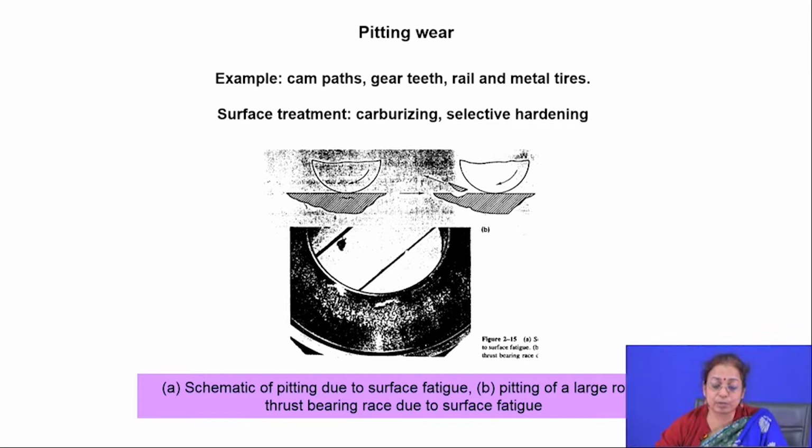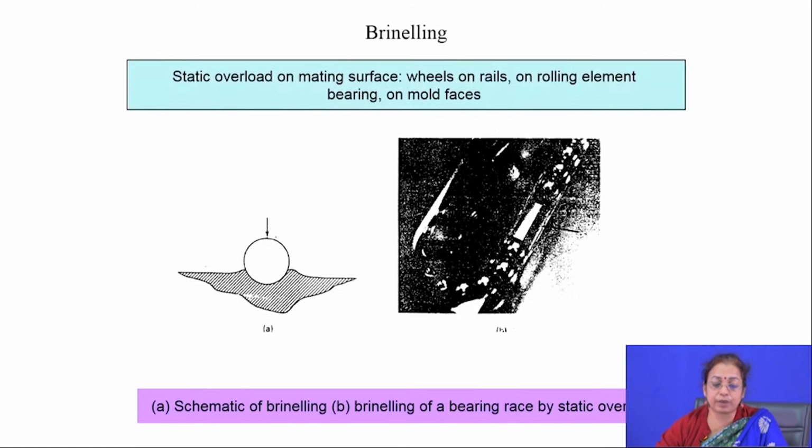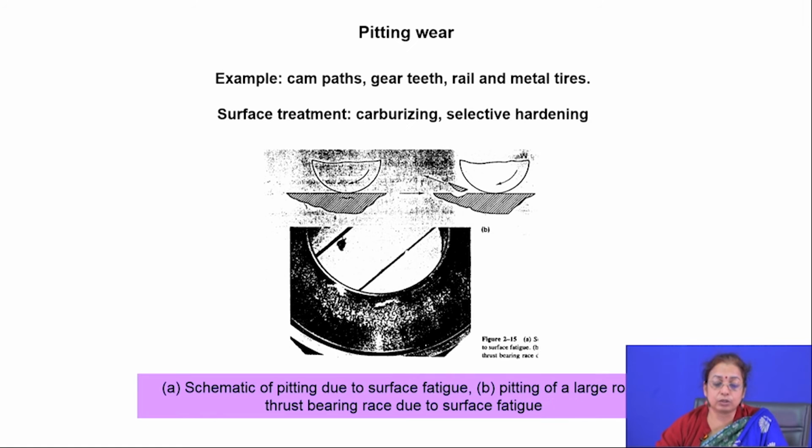So, in this particular case we usually observe 4 different types of wear, or wear proceeds in 4 different modes. One is pitting wear, spalling wear, impact wear and brinelling. Now coming to the first type of wear, that is pitting wear. The common feature of all types of wear here is that the load is fluctuating in nature, and as a result fatigue is the main mechanism for initiation of the damage during wear.